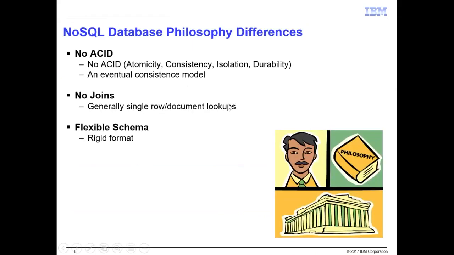So ACID means atomicity, consistency, isolation, and durability. And it's an eventual consistency model in many cases. What that means is I could have 7 inserts and 4 of them will eventually find their way to the right target. Eventually, we don't know exactly when, we just know that they will get there. Yes, I know it sounds like heresy in the world of transactional databases, but this is what they do. There are no joins, as I said earlier, usually a single row or document lookup. And they have flexible schemas, whereas in the SQL world, we have a rigid format.